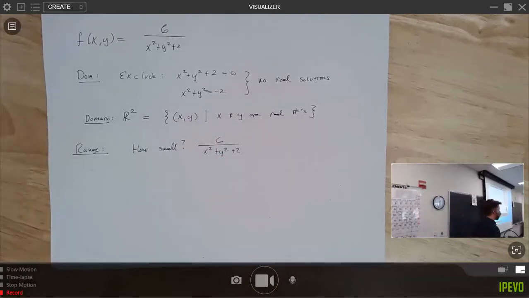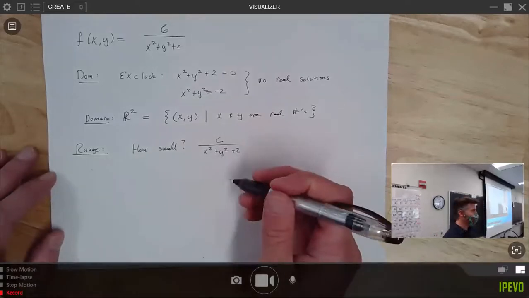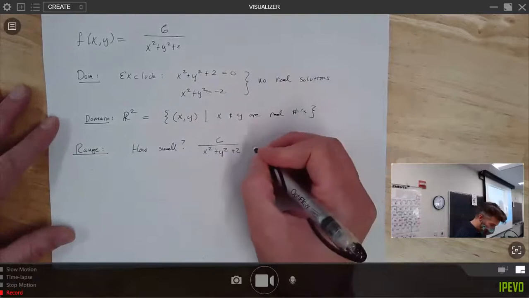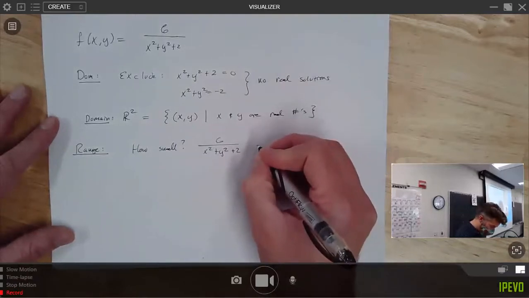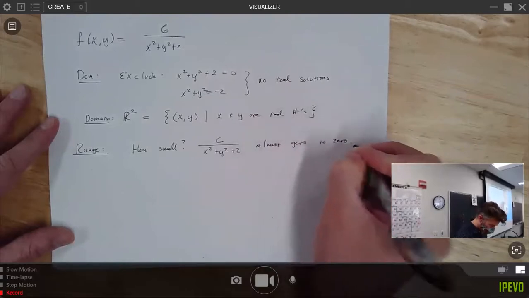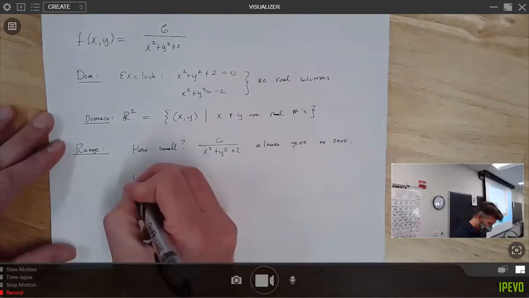Well, to make a fraction small, we make the denominator big, right? The bigger the denominator is, the smaller the fraction is. How big can that denominator be? Really big, like infinitely big. So if the denominator can be infinitely large, the fraction can get as close to 0 as possible without actually ever being 0. So it almost gets to 0. How large?